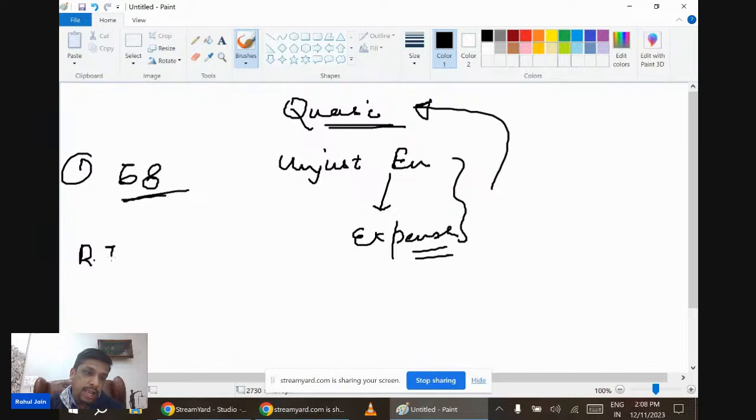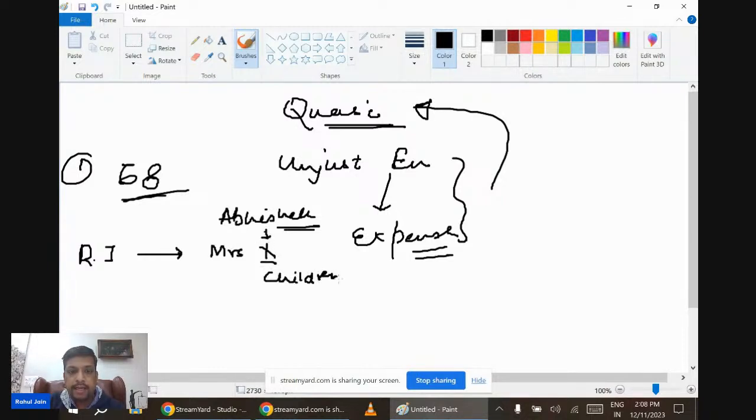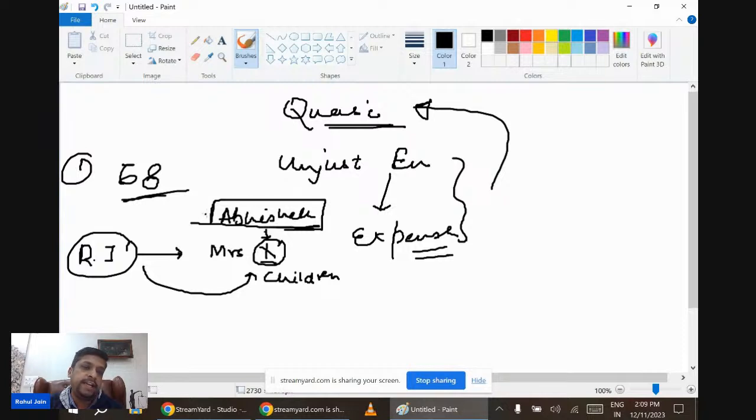Supposedly, Rahul Jain is helping Mrs. Abhishek. Abhishek is my friend who is lunatic. Now, legally, Abhishek is duty bound to maintain his wife and children. But Rahul Jain is maintaining them. Mrs. X is not lunatic, but she is the wife of Abhishek. So section 68 will apply over here also, and Abhishek's estate is bound to reimburse me. Okay, so you need to keep this in mind.